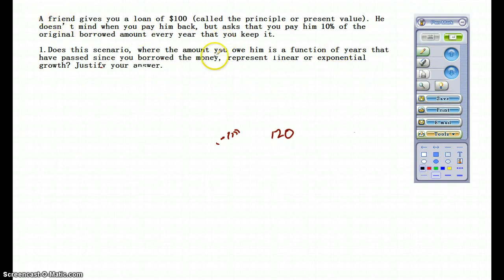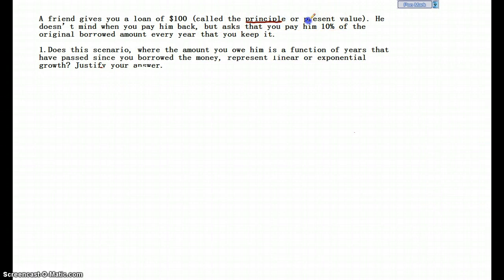So let's start off with an example. Suppose that you give a friend a loan, or your friend gives you a loan of $100, which we're going to call the principal or present value. He doesn't mind when you pay him back, but asks that you pay him 10% of the original borrowed amount every year that you keep it. Does this scenario, where the amount you owe as a function of years that have passed since you borrowed the money, represent linear or exponential growth?